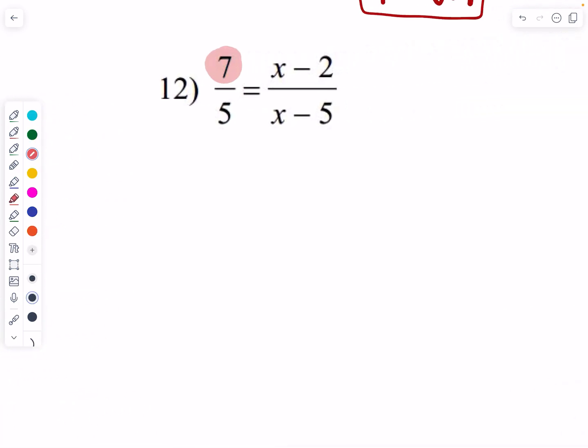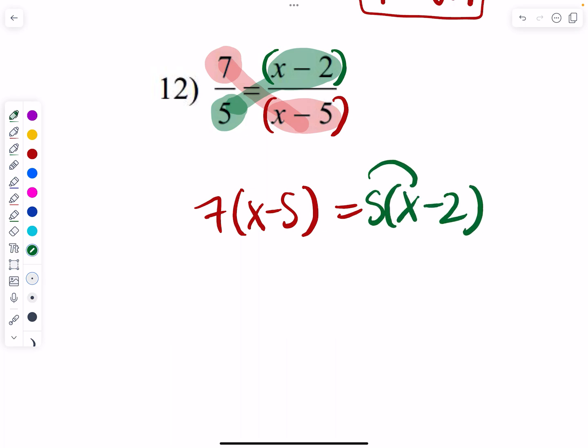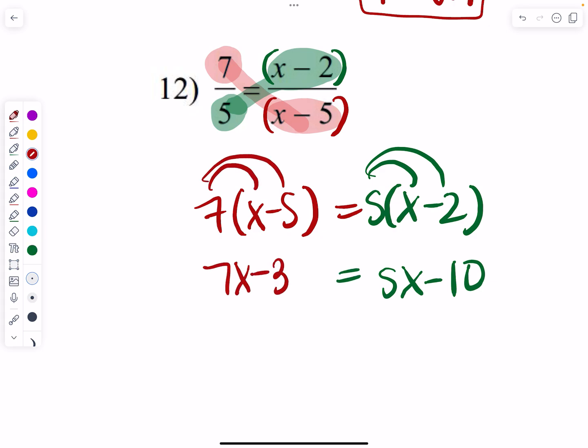The hardest version of this question you could possibly see. I'm doing 7 times this whole thing, so I'm going to put it in parentheses. 7 times (x minus 5) is going to be equal to 5 times this whole thing, which is going to be (x minus 2). So I'm going to have to use the distributive property on each side of this equation. That's going to be 5x minus 10 equals, when you distribute this one, you get 7x minus 35.